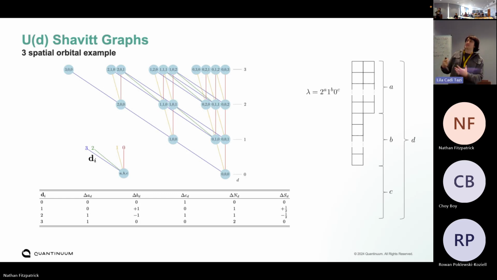And then the 4 possible ways of branching between them we proved before. Yeah, and basically this is the structure that emerges out of that dual Cauchy identity. Then this is the 3 spatial orbital example.